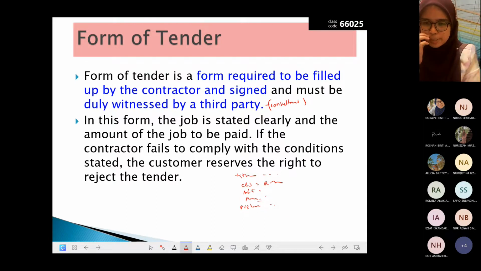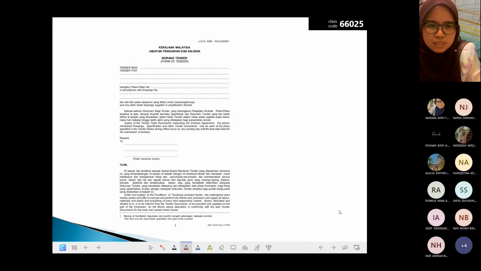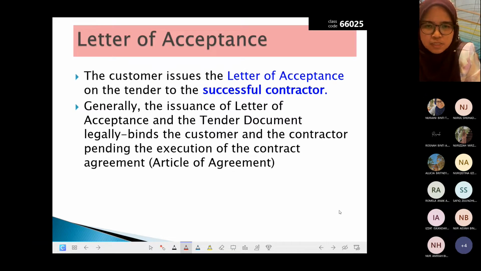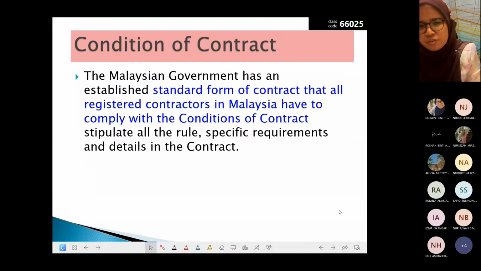and then all the party kena setuju lah tu, dia akan beritahu lah duration kerja tu berapa lama, duration of work. Okay, so tulis lah. Okay, contoh dia macam ni kan. Then letter of acceptance, on the tender to the successful contractor. So the issue of letter of acceptance and the tender document binds the customer and the contractor pending the execution of the contract agreement. Then we have condition of contract.